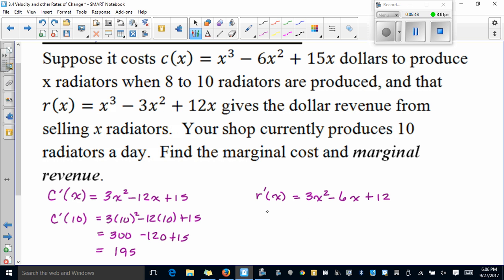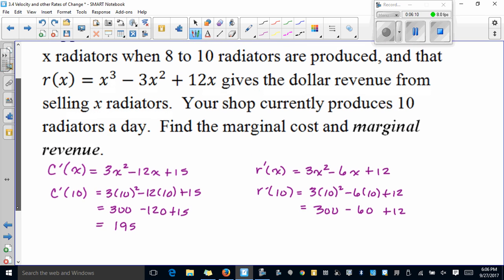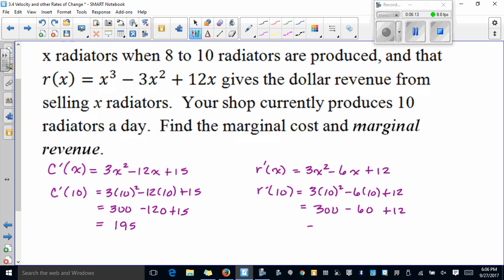So we want R prime at 10 as well. So this is 3 times 10 squared minus 6 times 10 plus 12. So we get 300 minus 60 plus 12. And that is going to give us 240 plus 12, or 252.